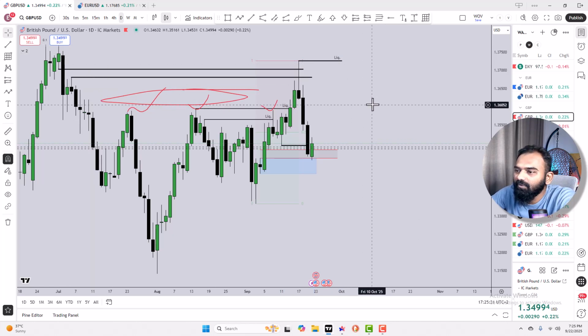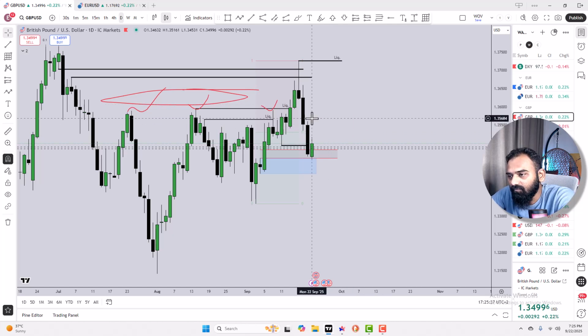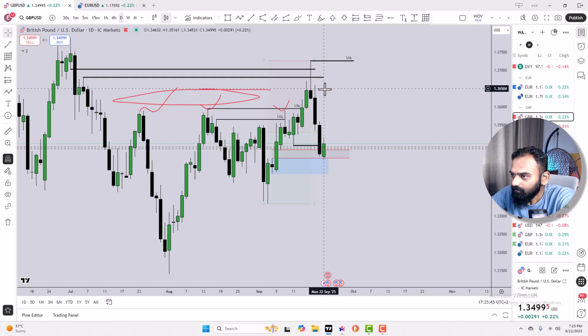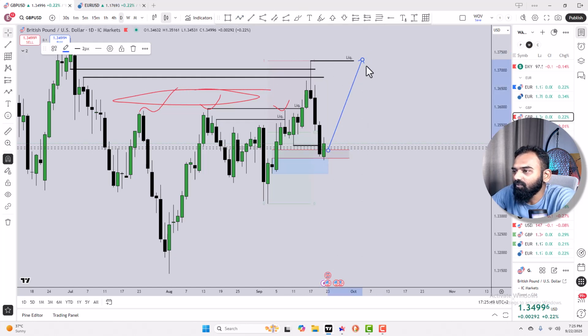So for this particular week I am bullish, but tomorrow maybe I will wait, and from day after tomorrow I will start to take aggressive buys. Maybe I will take some buys tomorrow also, but it depends. So far it is showing its hand that it is going to go up.